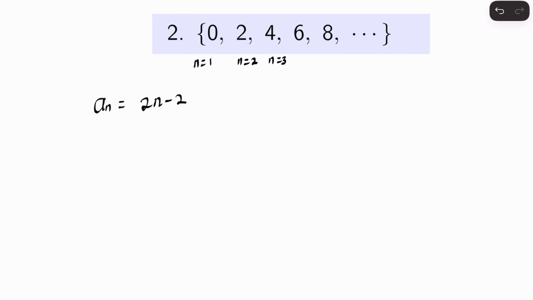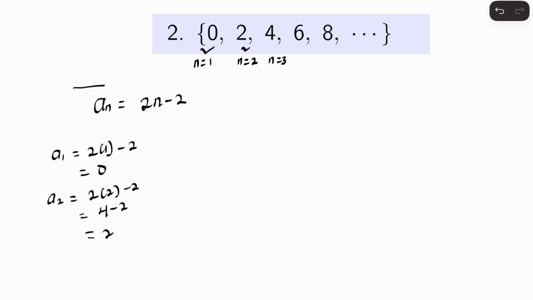Now let's verify if this is correct. So for n is equal to 1, we are going to have a_1 to be equal to 2 times 1 minus 2, which is 0. So that's correct. Now for n is equal to 2, that's going to give us 2 times 2 minus 2, and that will be 4 minus 2, which is equal to 2. And so that's correct. So a_n is giving us 2n minus 2.